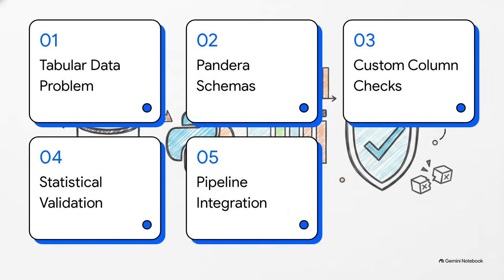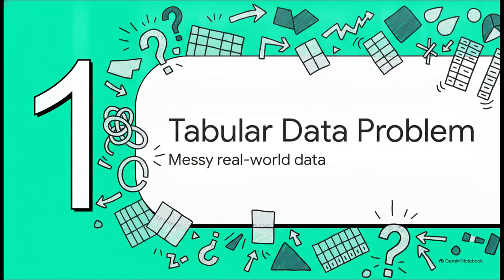We've got a packed agenda today. First, the tabular data problem. Then, introducing Pandera schemas, followed by custom column checks. After that, statistical validation and drift, and finally, automated pipeline integration. Let's jump right in. Section 1, the tabular data problem.